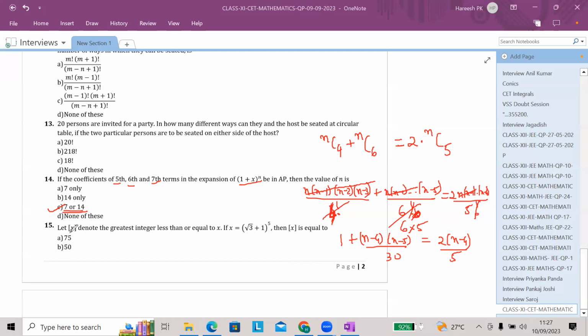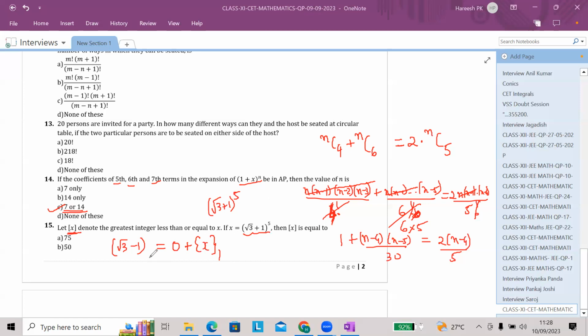Now 15th one. If greatest integer of x, they're asking what is greatest integer of (root 3 plus 1) whole power 5. So we have done a similar type of question in the class. We see that root 3 minus 1 will not have an integer part. It will only have a fractional part.